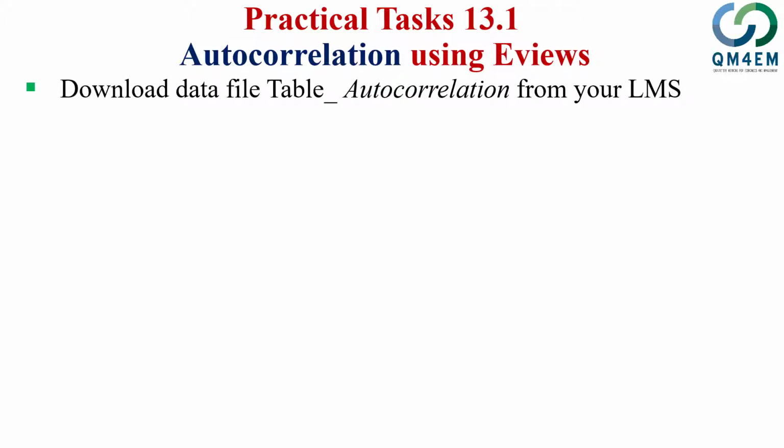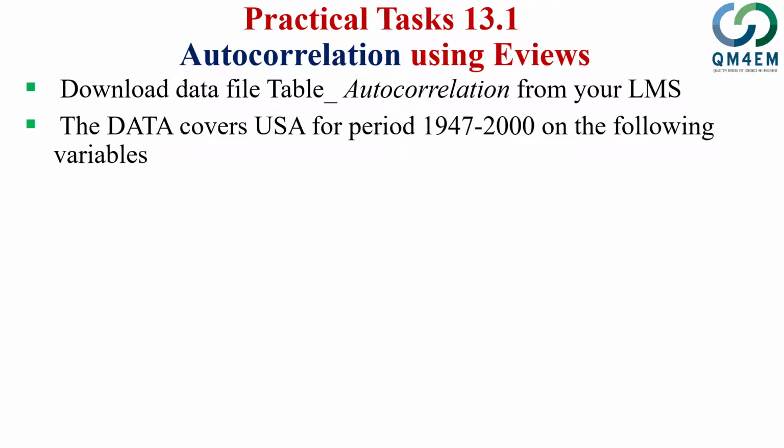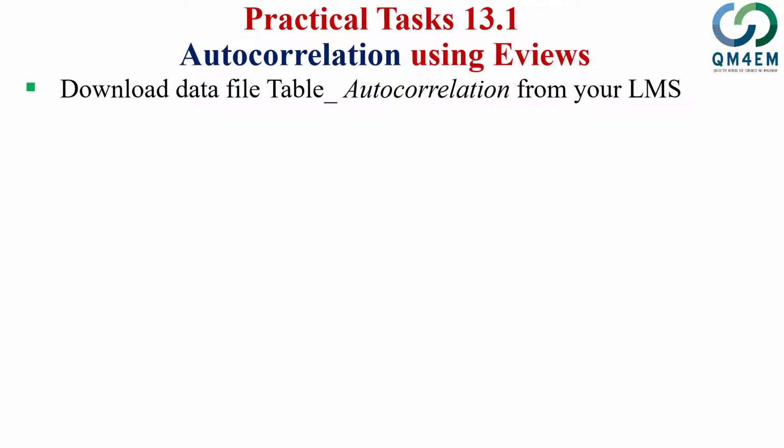So first of all, you need to download the data from your LMS. That's the autocorrelation table. It's provided, so download that data. Viewers can download their data from the playlist. There is a link in the playlist. You can download the data from there as well.